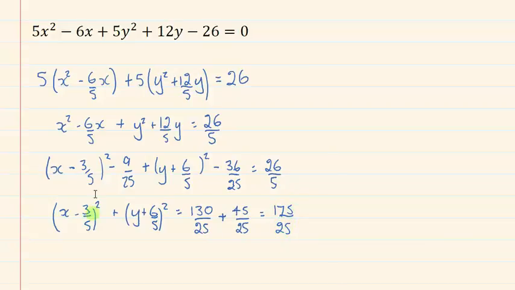So from here the centre of the circle is at 3/5, change the sign of the number in the x bracket, comma, negative 6/5, changing the sign in the y bracket, and the radius is the square root of the result of this. 175 over 25 is 7, so the radius is root 7.